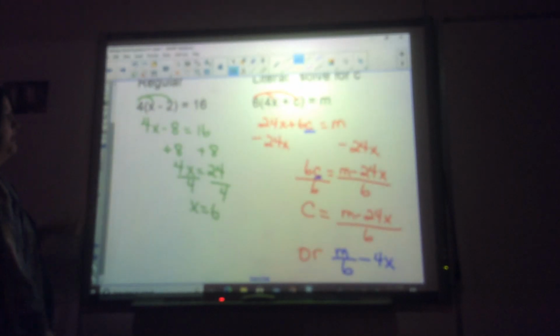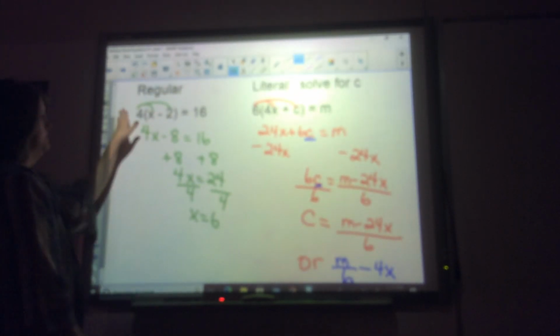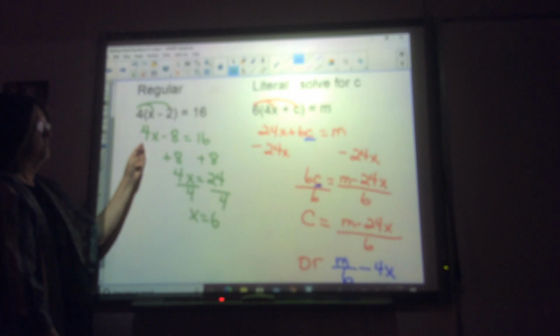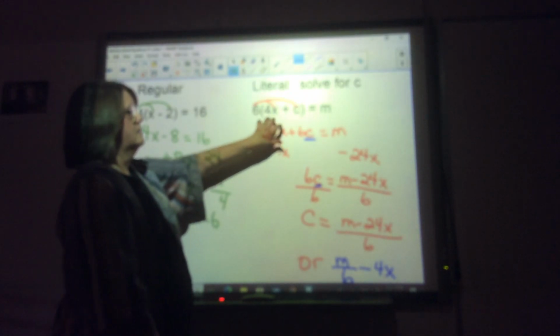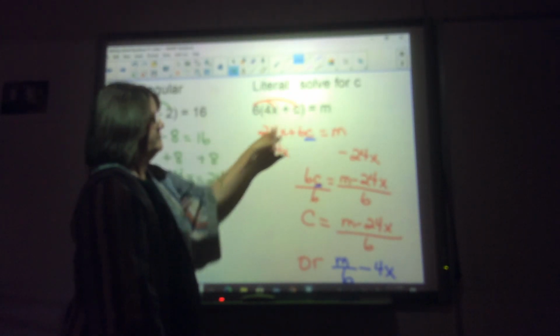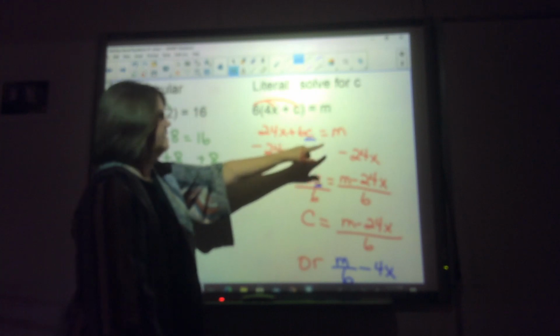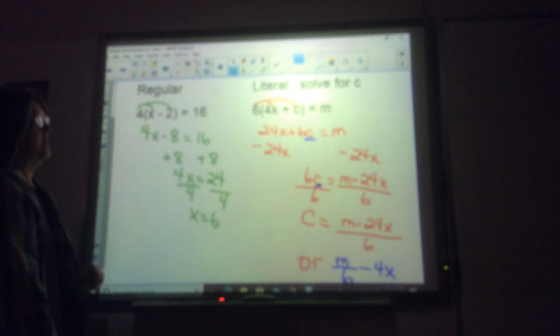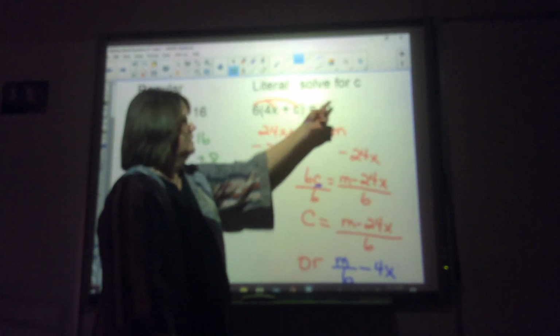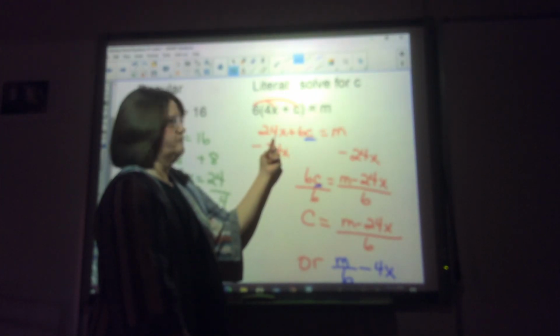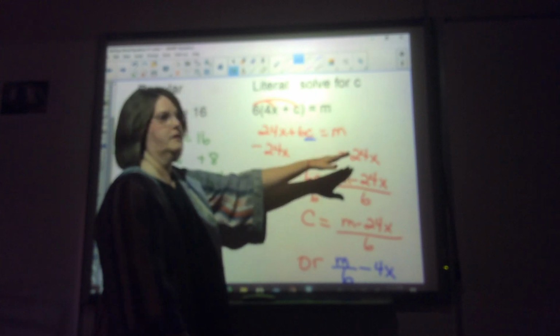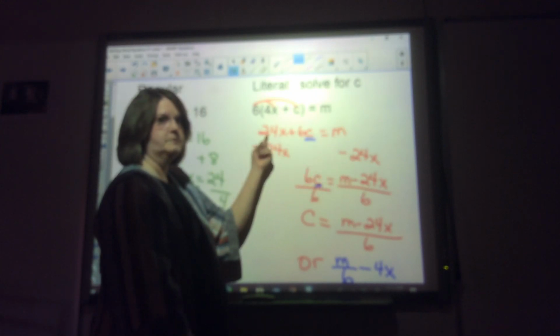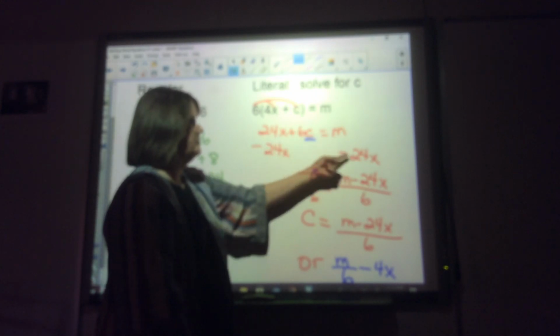Here's a regular equation where you would distribute first. Going to come over to my literal equation and distribute. Same way. Then I'm going to add my 8 to move it. I'm solving for c. So I'm going to take negative 24x and move it. It's the part that needs to move. It was positive 24, so I subtract it.